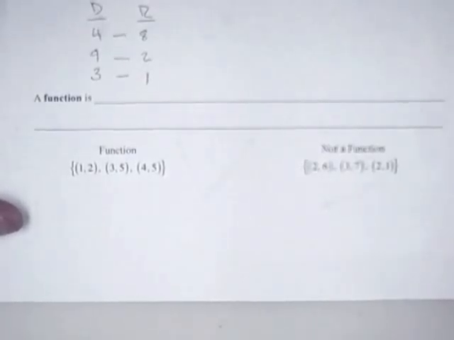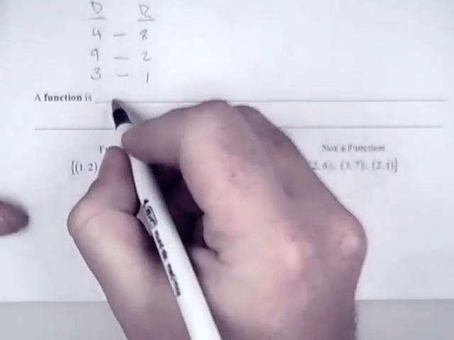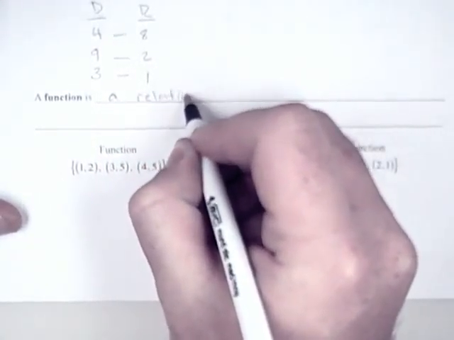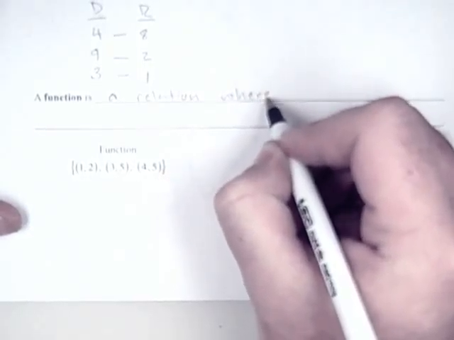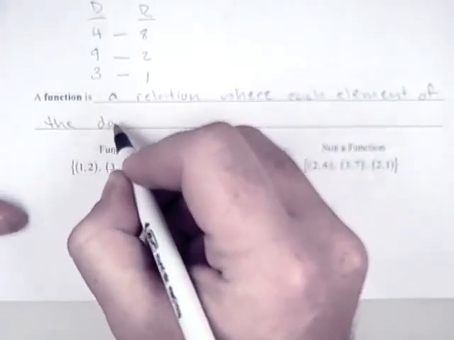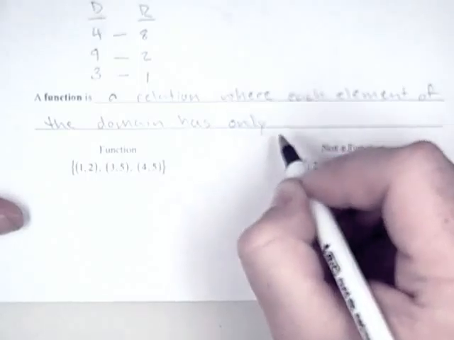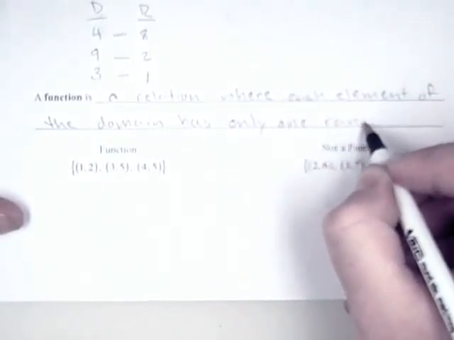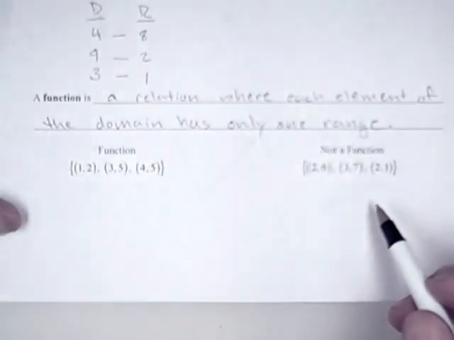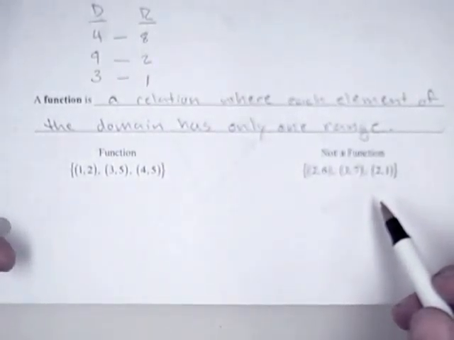Then we're going to talk about objective 1.3, determining whether a relation is a function. A function is a special type of relation. It is a relation where each element of the domain has only one range. So a relation where each element of the domain has only one range. We'll see what that means here looking at these two mapping diagrams.